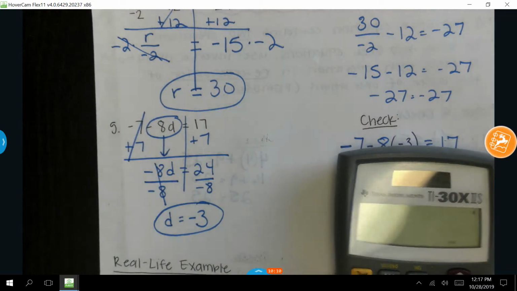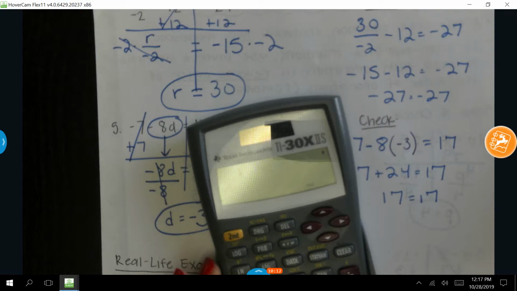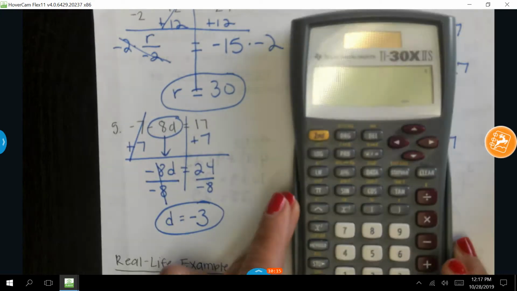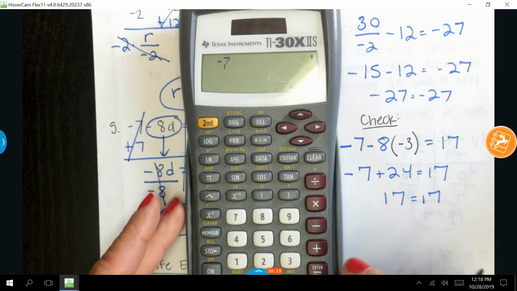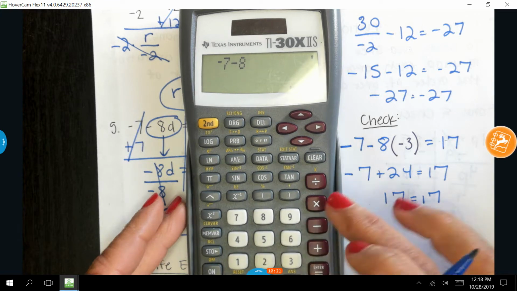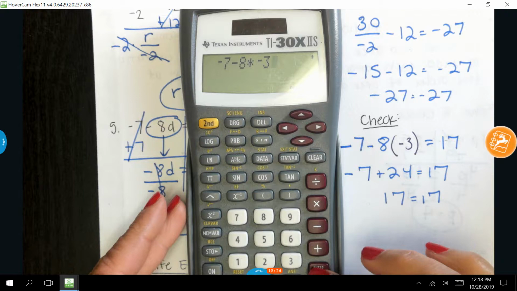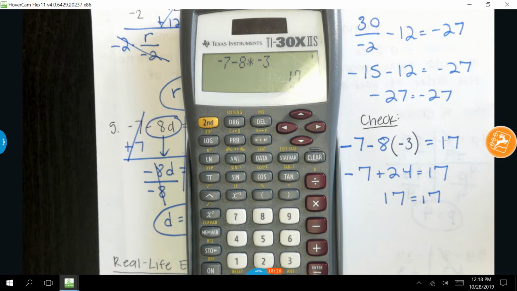But again, if you just wanted to put negative, maybe it's hard to see that. Works better without the lights. -7 minus 8 times -3. It'll still give you the correct answer.